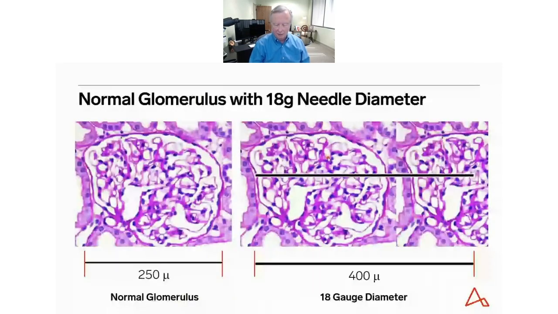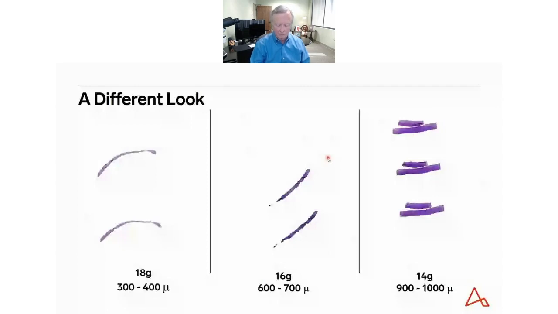Let me escape out of here and go to the area where I showed the different stains.